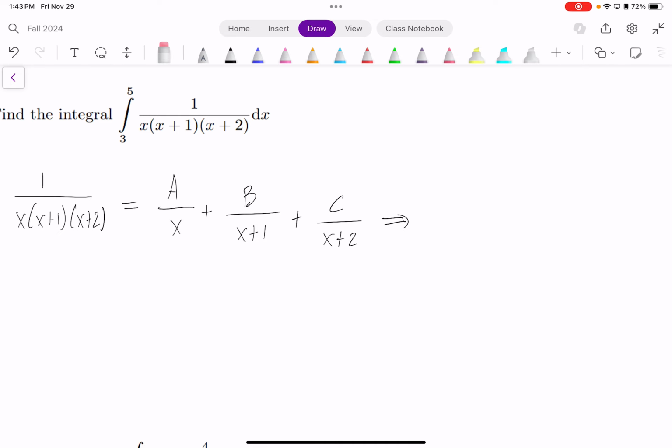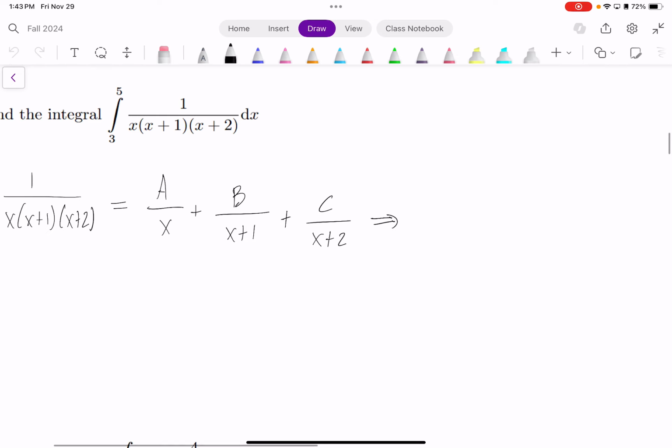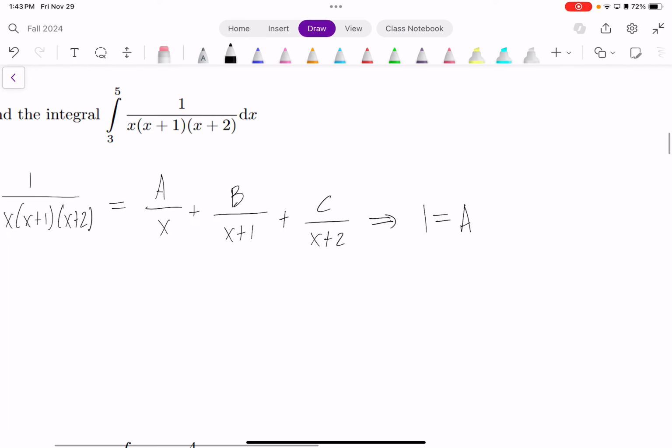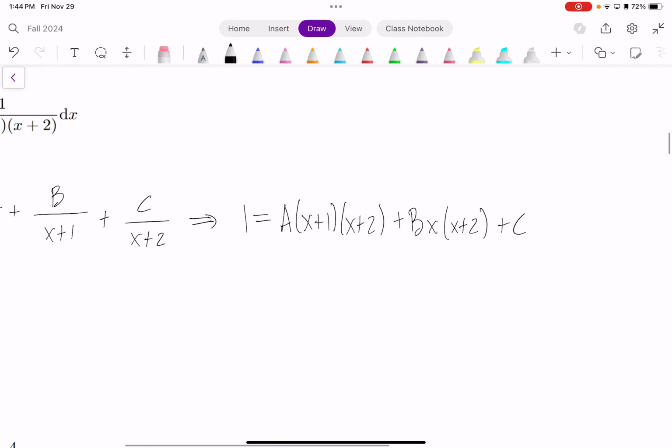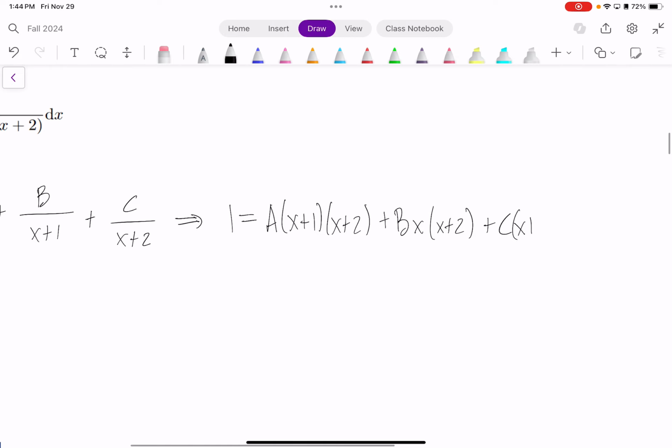So now let's solve for, actually let's rewrite this really quick. We'll rewrite this as 1 is equal to, so we'll multiply both sides by our denominators there to just make it easier. So 1 is equal to a times x plus 1 times x plus 2, plus b times x plus 2, plus c times x times x plus 1. And now our goal is to solve for a, b, and c.